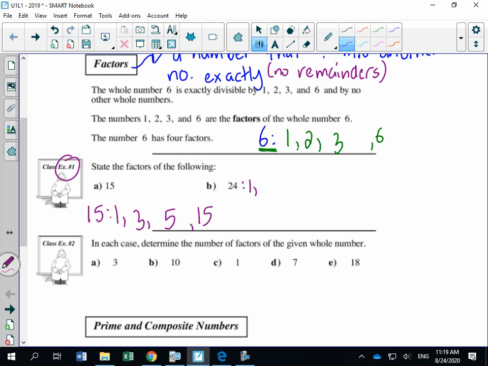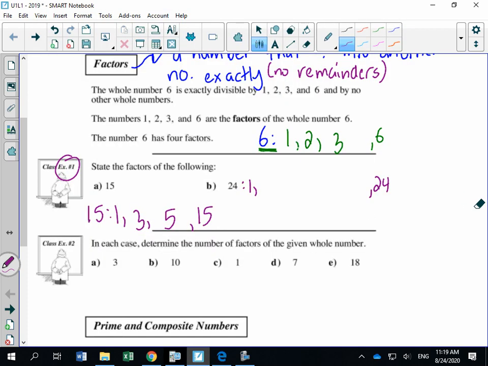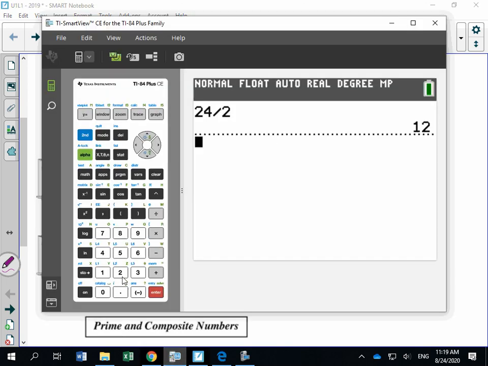24: 1 and 24. If you divide 24 by 2, the answer is 12. So I'm going to jump up to 2. 24 divided by 2 is 12, so I'm going to put 2 in there and 12 in here. And then the next one, let's check if 3 is a factor. So 3 is a factor, and so is 8.